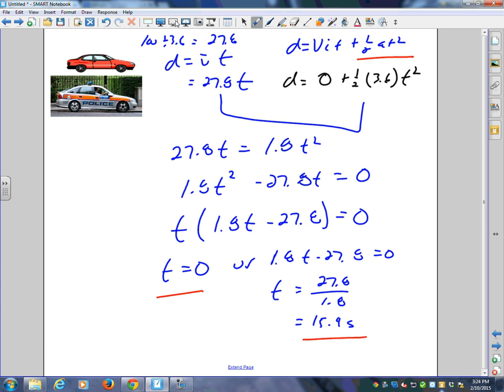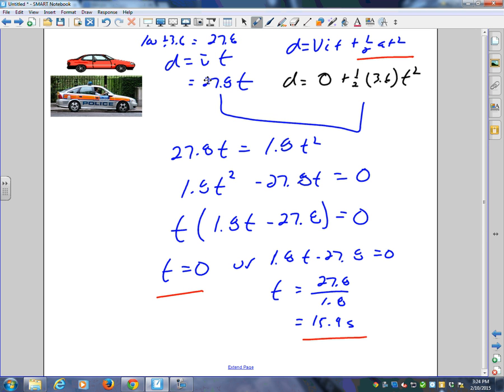How come? Because at the start they share the same position. One's going a whole lot faster than the other. And then 15.4 seconds later, the police car has caught up, and they now are in the same spot.